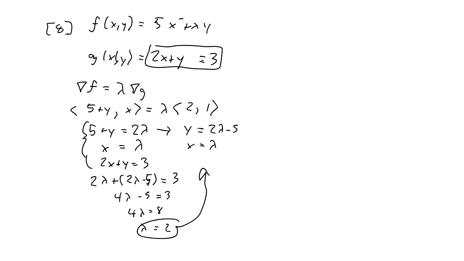Can you explain the constraint part again? The constraint was given to us. So it said, find the maximum subject to this constraint. It didn't use the word constraint, but it did imply that we were restricted to being on the line 2x plus y equals 3. Oh, okay. That makes sense.